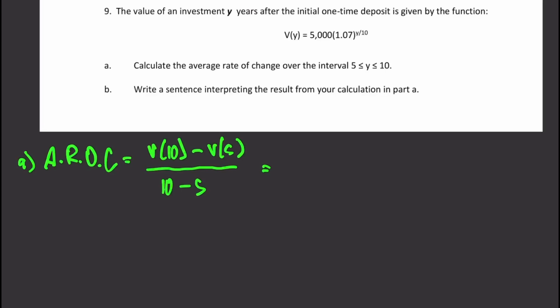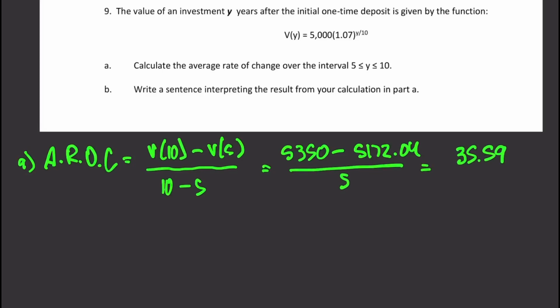All right, so what I need to do first is plug a 10 in here and calculate that value. I apologize for not being able to show the calculator, but if you plug a 10 in there, you should get 5350 minus, now I'm going to do the same thing for v of 5, plug a 5 in there. And if you do that, you get 5172.04. Divide that by 10 minus 5, which is 5. And I got 35.59, and that's going to be dollars per year.